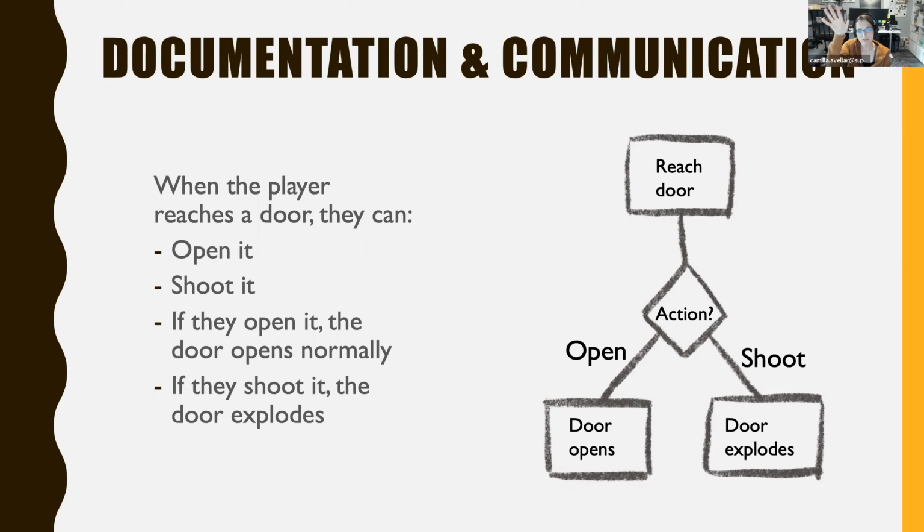Or I can just draw a very simple flowchart: reach the door, action, open or shoot, door opens, door explodes. One of these is very easy to just look at and immediately grasp what it says. And the other, you need to think a little bit more. So adapt your language, adapt your tools to what you're trying to say.